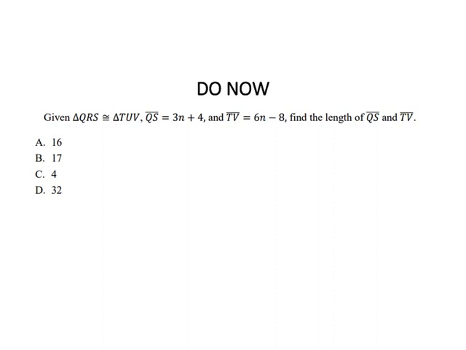Okay, so remember that in this particular situation you're given triangle QRS is congruent to triangle TUV. So QRS and then TUV, right? QS, they're telling us, is 3n plus 4, and TV is 6n minus 8. Find the length of QS and TV. Now, before we go any further, let's pay attention only to this part right here.